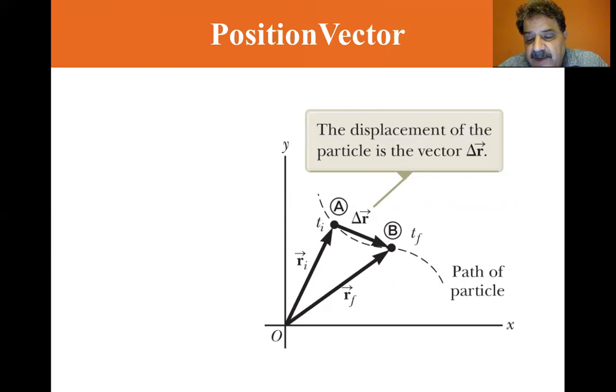The displacement is a vector. The displacement of the particle between the final and initial positions is a vector. We define the displacement vector delta r for the particle as the difference between the final position vector and the initial position vector, as shown here. So delta r is equal to r final minus r initial. The direction of delta r is indicated in the figure, and the magnitude of delta r is less than the distance traveled along the curved path followed by the particle.